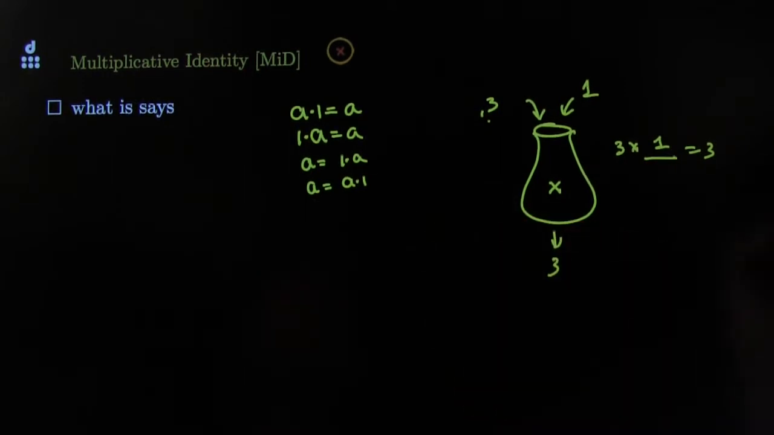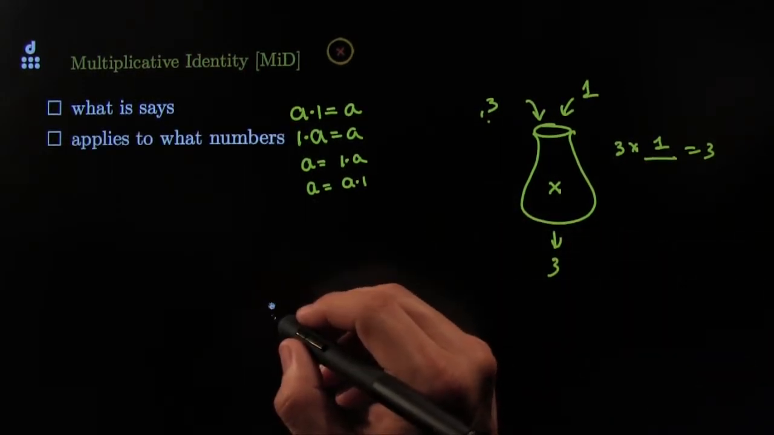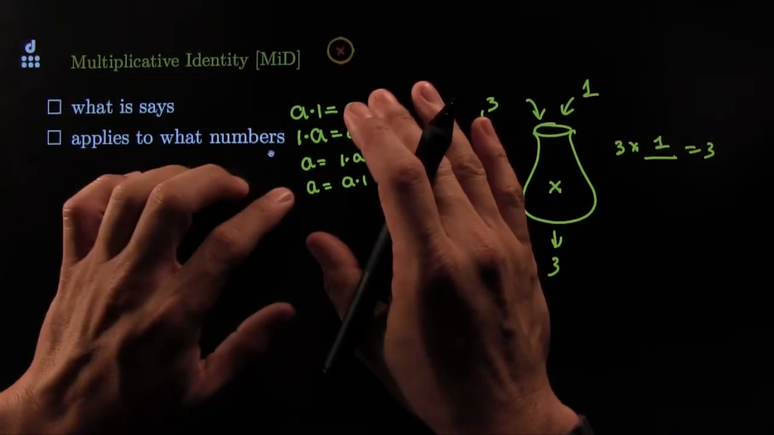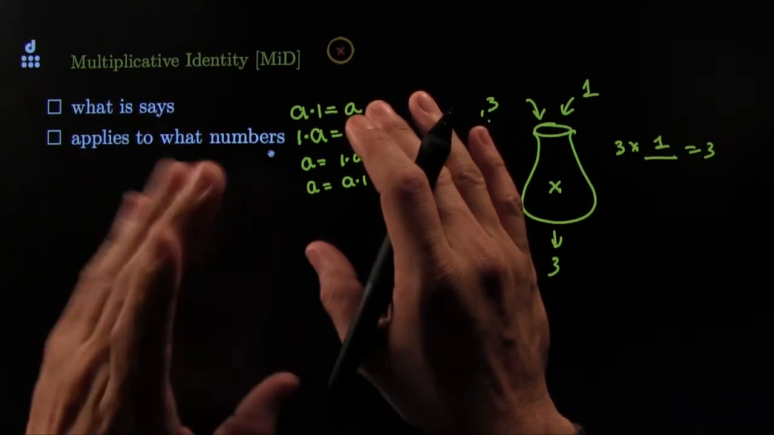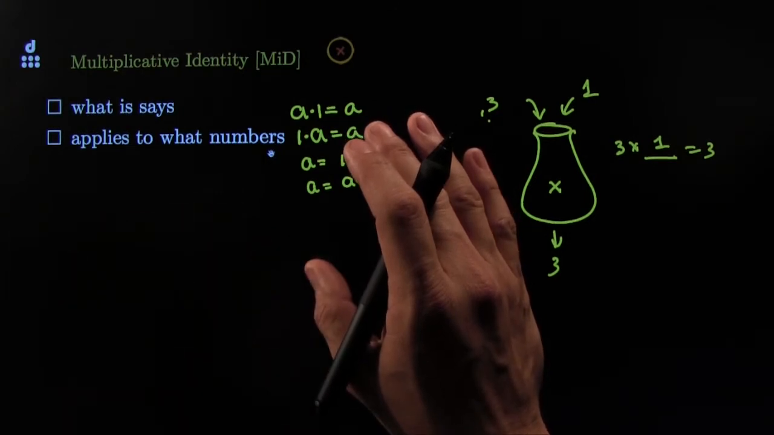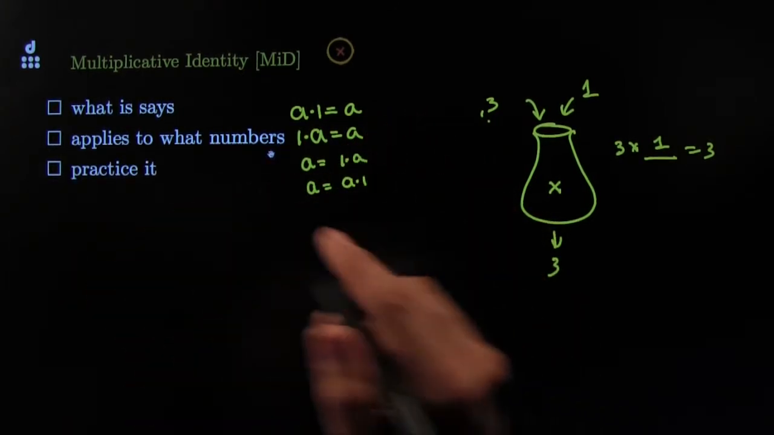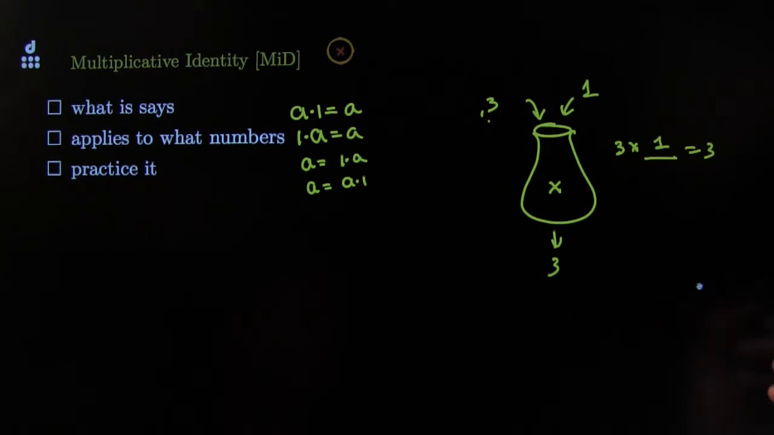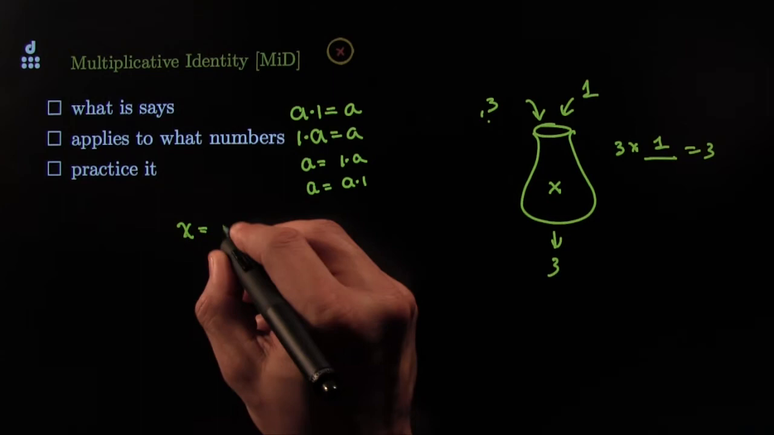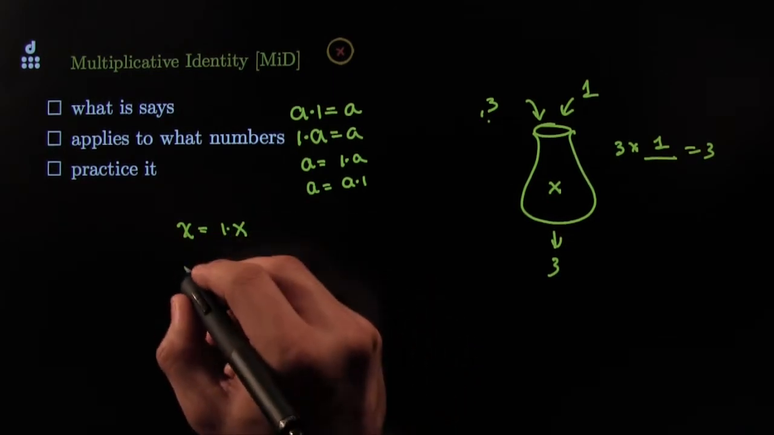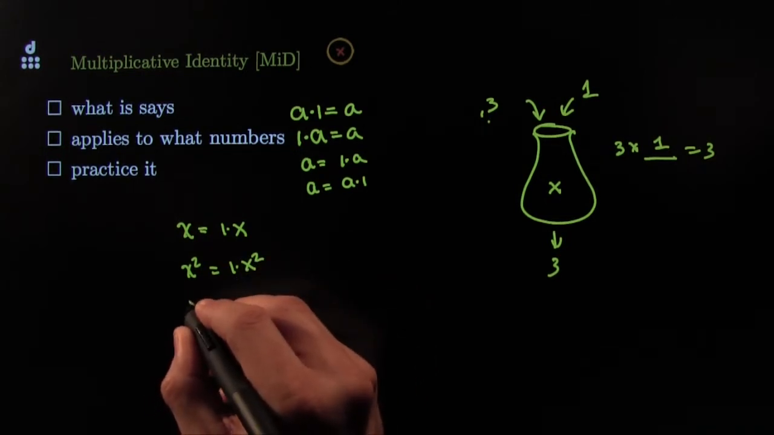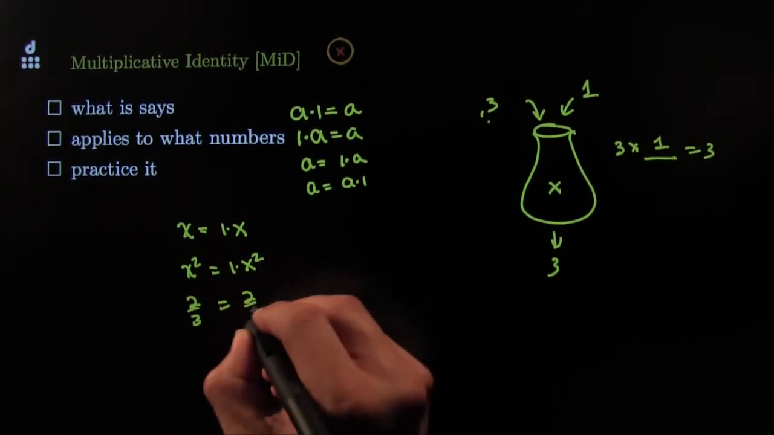Capiche? And of course, just to make it thorough, we will talk about what numbers it applies to: all the real numbers from our class, all the variables and terms that represent real numbers for our class. Okay? And of course, we'll practice it a few times. Here's how you'll often see it. You'll often see it with variables. You'll say x is the same thing as 1 times x. Or sometimes you'll see it with x squared. x squared is the same thing as 1 times x squared. Or sometimes you might see it with fractions. 2/3 is the same thing as 2/3 times 1.